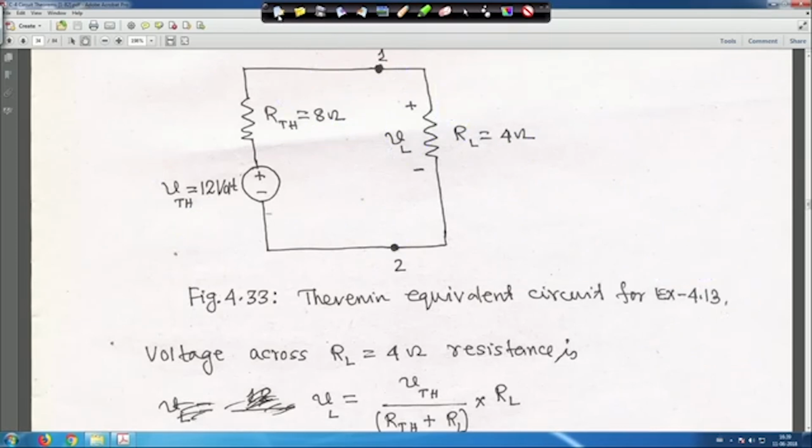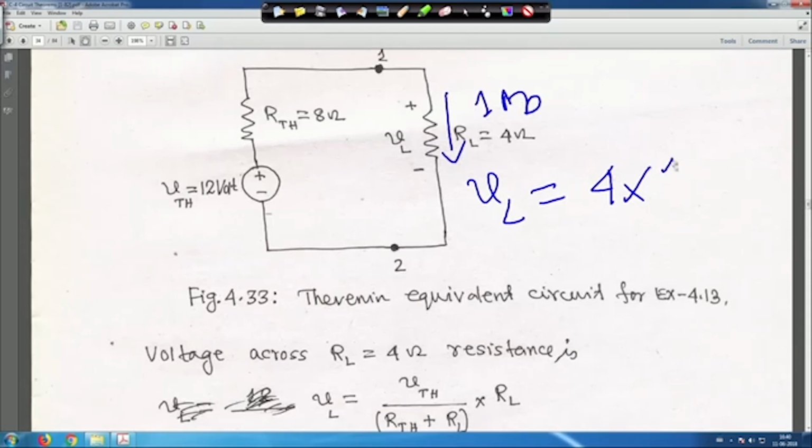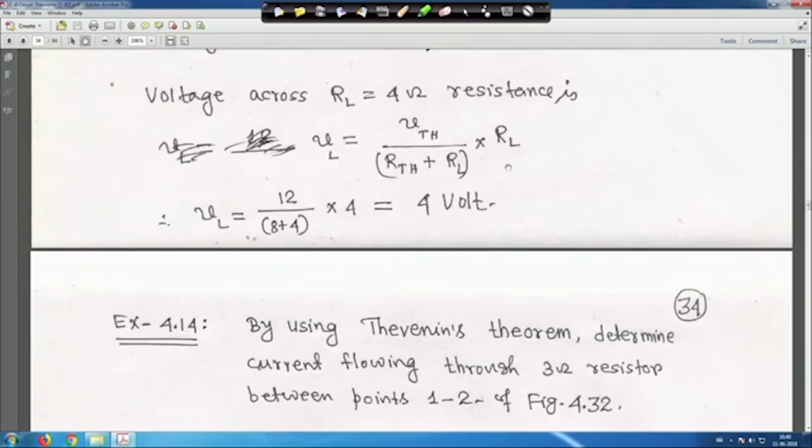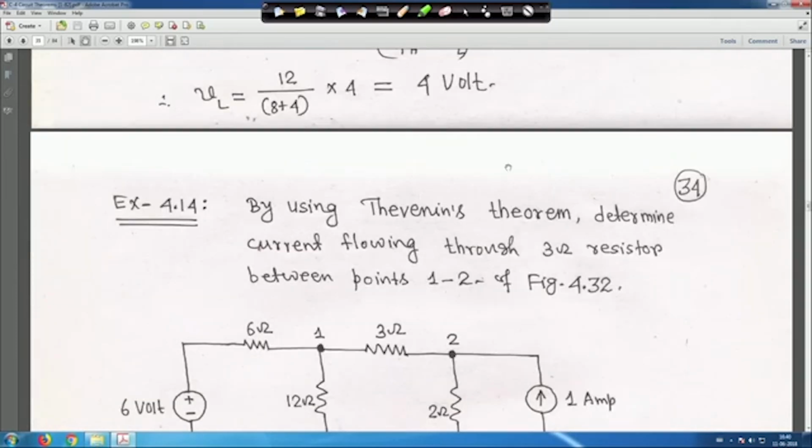Therefore, your VL is equal to 4 and the current flowing through this is 1 ampere. So, it is 4 into 1, that is your 4 volt, right. So, the voltage across this load resistance is equal to 4 volt. So, that is why we have got that 4 volt, right. Here it is 4 volt, VL is equal to 4 volt.